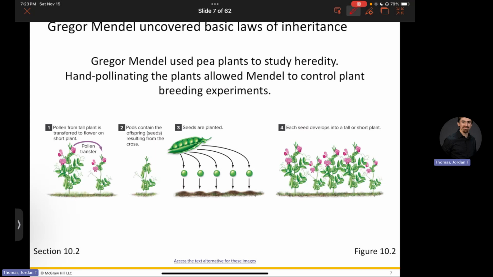Now, as we go into inheritance, it's important to talk about a scientist called Mendel. Mendel uncovered the basic laws of inheritance. He used pea plants to study heredity. What he did is he took pea plants and hand pollinated them, allowing him to control the plant breeding experience. So he took pea plants, wrote down their characteristics, such as how tall they were, the color of the seeds they produced, and so forth, and would self-pollinate them himself to see how inheritance works.